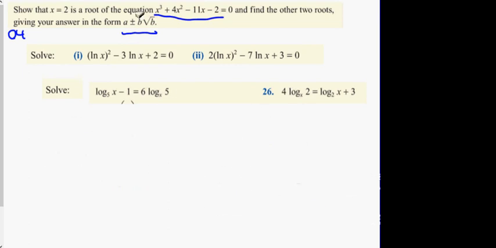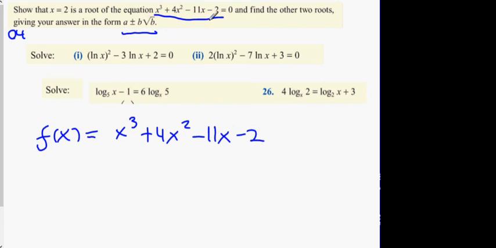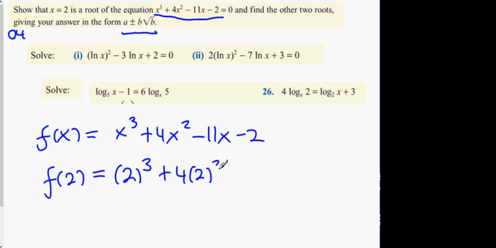So what you need to remember is x equals 2. To show x equals 2 is a root, okay? You first say, okay, this is my equation. And if it is a root, when I replace all x's with 2, it should equal 0. And if it doesn't equal 0, it's not a root. Okay? 4 times 2 squared minus 11 times 2 minus 2. You put it all into the calculator and you get 0. Okay, hence it is a root.